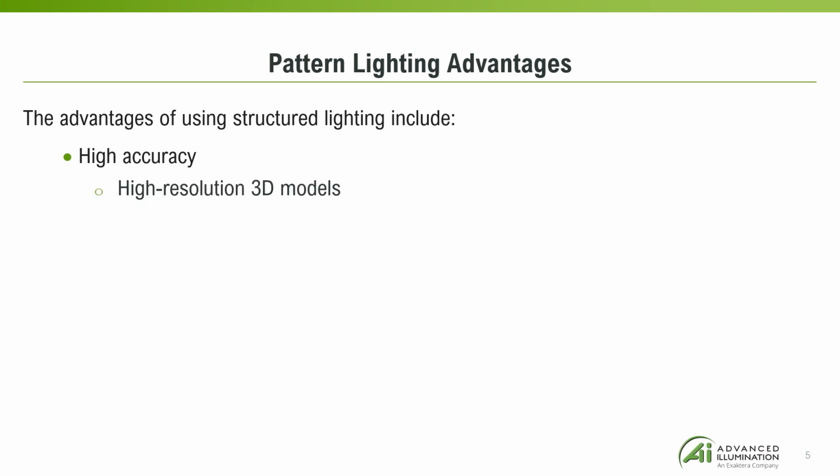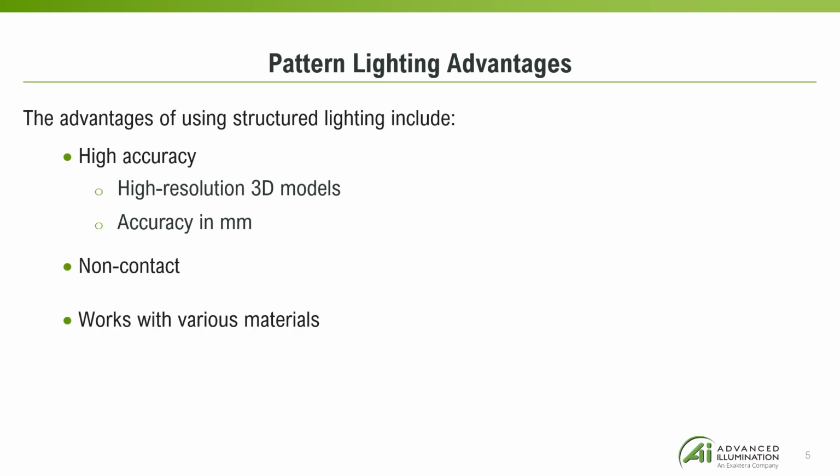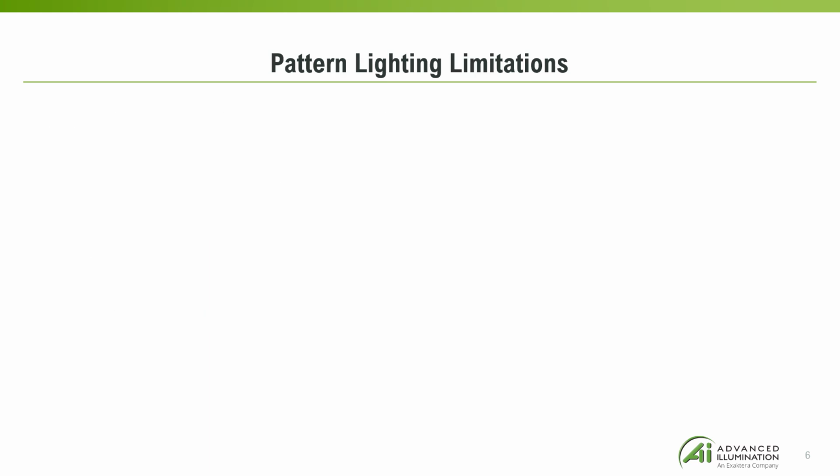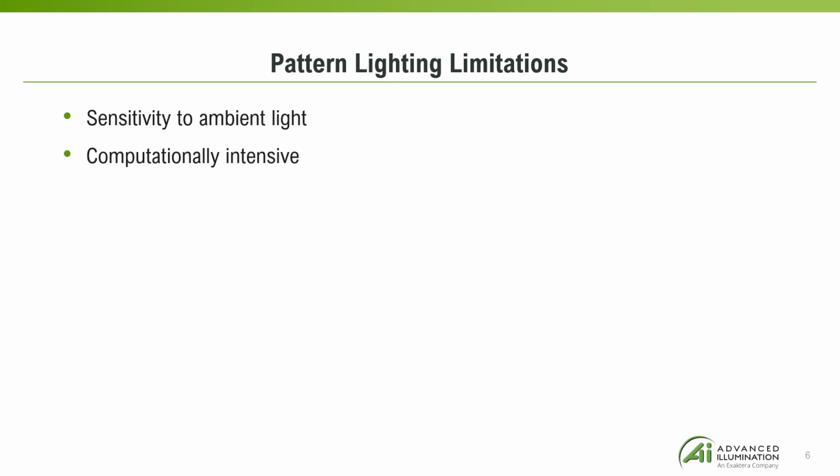The advantages of using structured lighting include high accuracy. Structured light can produce high-resolution 3D models with accuracy in the millimeter range. The technique is non-contact and does not harm the object being scanned. Pattern light can be used on a wide variety of materials, including reflective and textured surfaces. However, there are some limitations. The accuracy of pattern light can be affected by ambient light conditions. Analyzing the captured patterns can be computationally intensive and expensive. Projectors and cameras need to be carefully calibrated for accurate results.